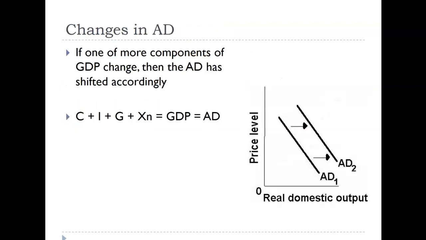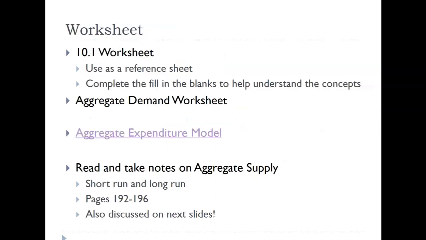So again, if any one of these categories changes, the C, I, G, net exports, that changes the GDP. And as we said before, GDP is the aggregate demand curve. So the reality is, we've already done this. At this point, I'll have you do the 10.1 worksheet. Again, there's the aggregate expenditure model, which we don't really do much with.